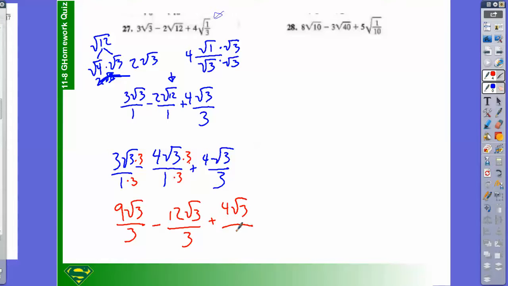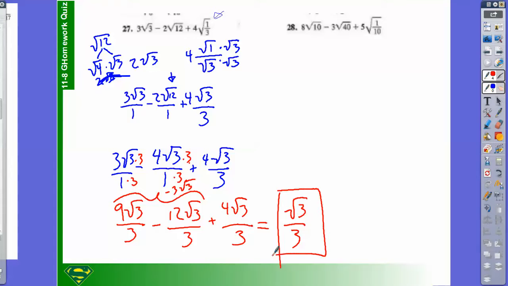plus 4 root 3 over 3. And when you add fractions together, you'll remember that you add the numerators together, and the denominator remains the same. So we know the denominator is just going to be 3. Well, I have 9 root 3 minus 12 root 3. So right here we are ending up with negative 3 root 3. So negative 3 root 3 plus 4 root 3 is going to be 1 root 3, which is just the square root of 3. So that is my final answer.